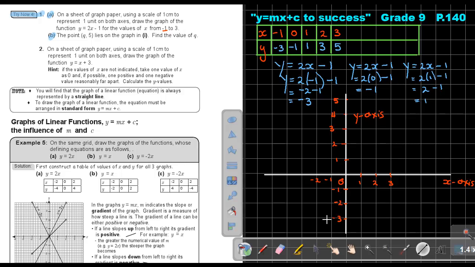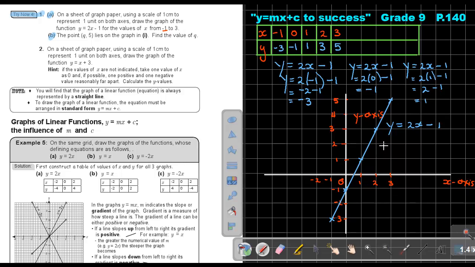This is -1 and -3. So there, I'm going to plot it. And then it's 0 and -1, plotting it there. And then it's 1 and 1, plotting it there. And then it's 2 and 3, plotting it. And then it's 3 and 5, plotting it. And then I just take a ruler and put it on those values. I move the ruler so that it's going through all of them. And then I can just write down my equation, and that will be y equals 2x minus 1.